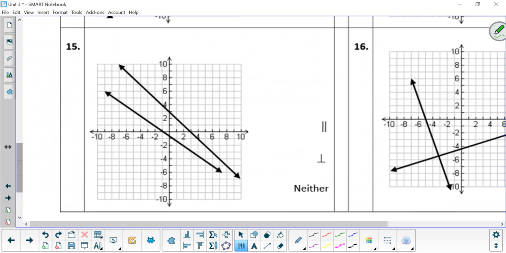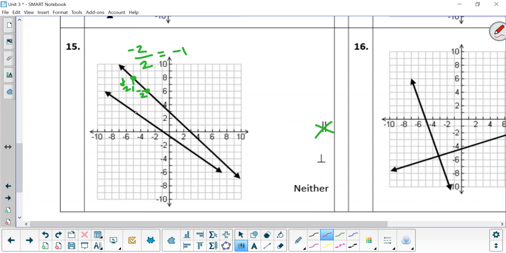Okay, 15. Now it looks like if they were to continue to go, they would eventually cross. So we know they are not parallel. Let's find out if they are perpendicular or opposite reciprocals. So let's find 2 good points. So here's one point, here's another. We go down 1, 2. So down 2, over 2. So down 2 is -2 over 2. That turns in to a slope of -1.